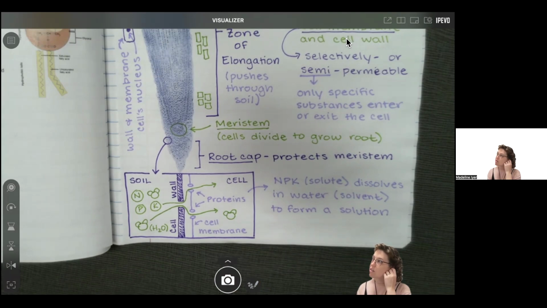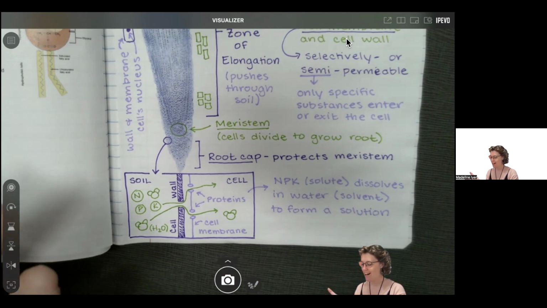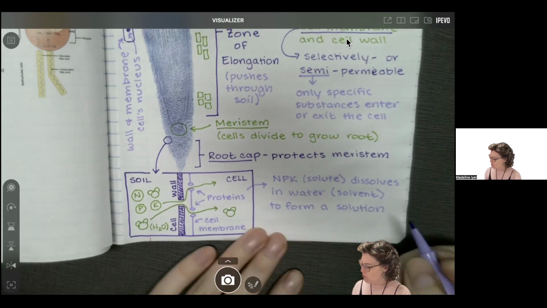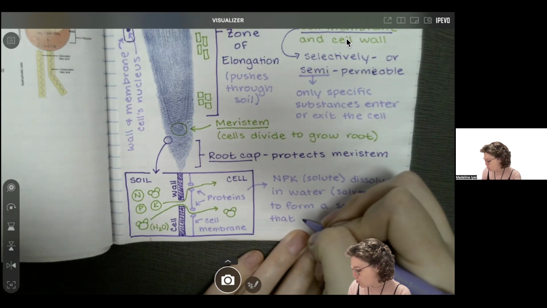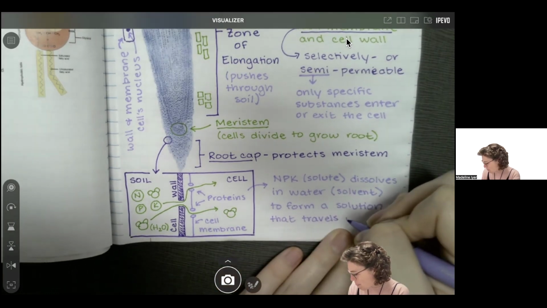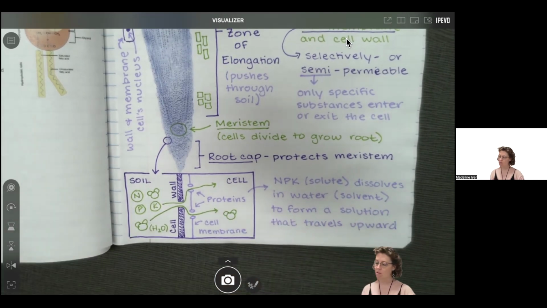A solution is a dissolved mixture of some sort of liquid, maybe also gas, that's another story, we'll get there in chemistry, some sort of liquid with lots of things dissolved in it. All right, so form a solution that travels upward. And so that's the whole point of the root.